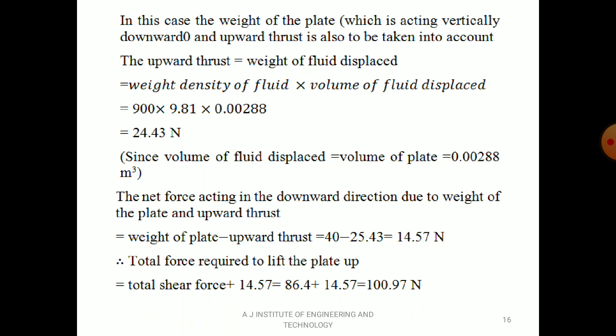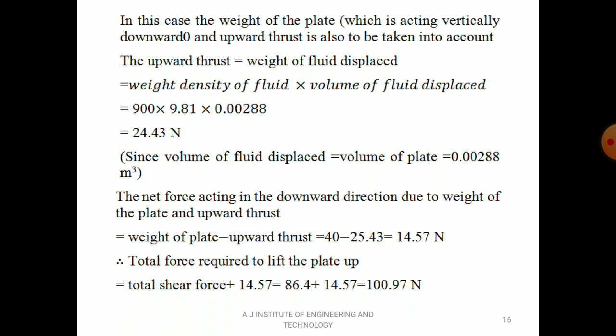After finding the shear force, you have to make an extra calculation here compared to previous problems. Because the weight is given, the upward thrust equals the weight of the fluid displaced, because when you keep the body in some fluid, it displaces some quantity of the fluid out. The weight of the fluid displaced equals, and there is a formula you have to remember, the weight density of the fluid into the volume of fluid displaced. The weight density of the fluid is given, so rho into g into the volume of the fluid displaced, which equals the volume of the plate. So you are going to get 24.43.